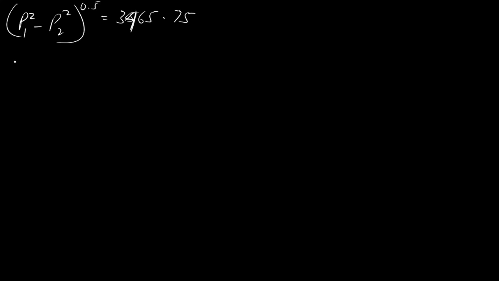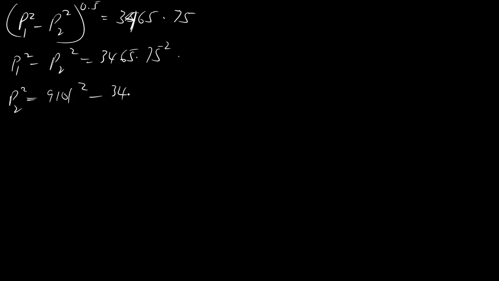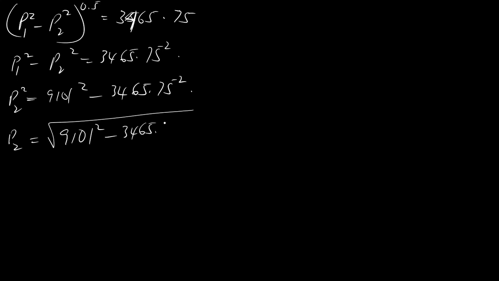Then I'm squaring both sides, you have P1 square minus P2 square equals 3465.75 square. Now we have P2 square equal to P1, which is 9101 square, minus 3465.75 square. Now taking the square root of both sides, you have P2 equal to the square root of 9101 square minus 3465.75 square.